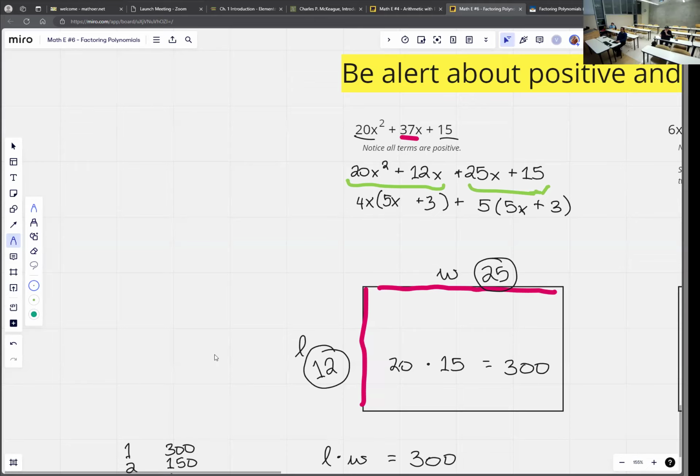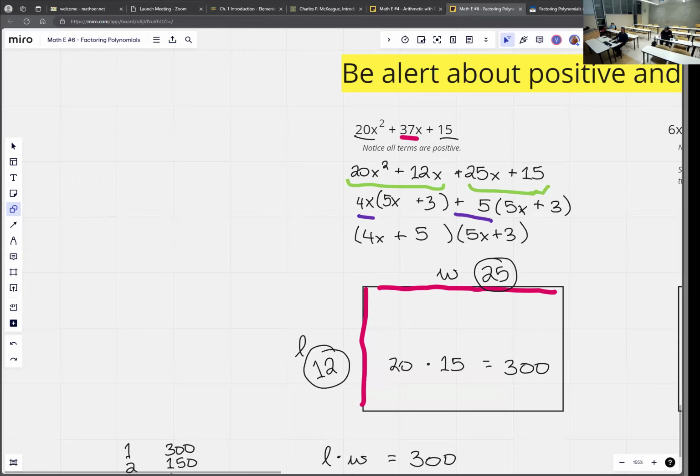Our process is working. So then I group together, maybe in a different color, the 4 and the plus 5. So I have that times a 5x plus 3, and I have that times a 5x plus 3. So now I have a factored thing. I can put a box around it. I can make a better box. In fact, I can just cheat and make a box this way.